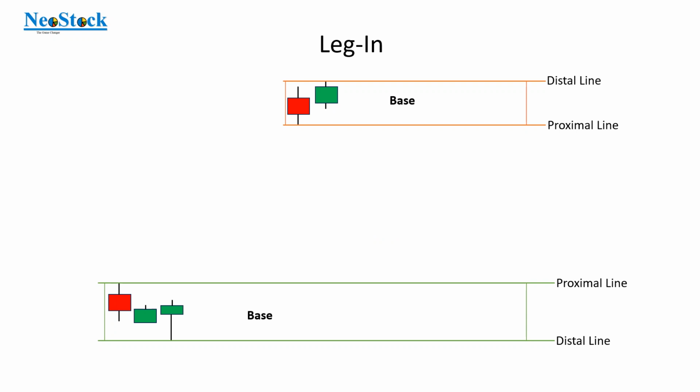And the next component is the leg in. This is the candle before the formation of the base. And the candle is an ERC candle, expanded range candle. And what is the technical name for ERC? Leg. In the previous lessons we learned leg is nothing but an ERC candle.